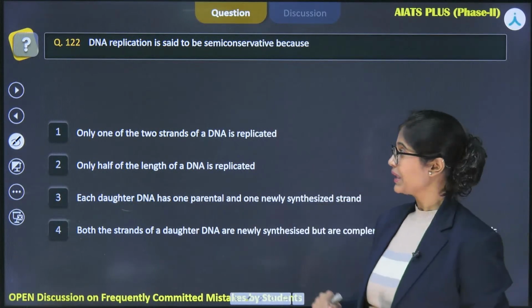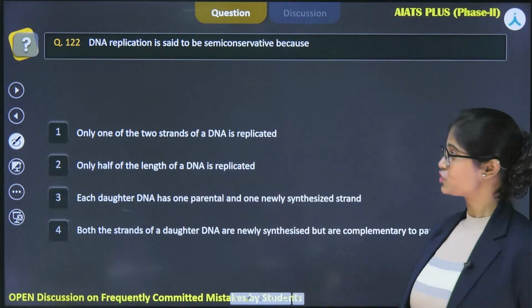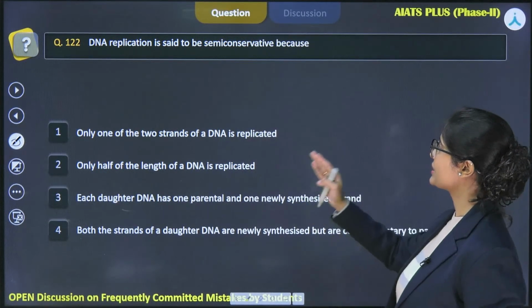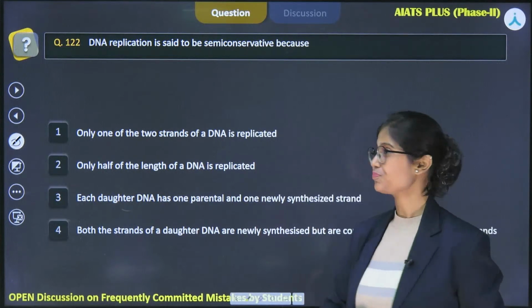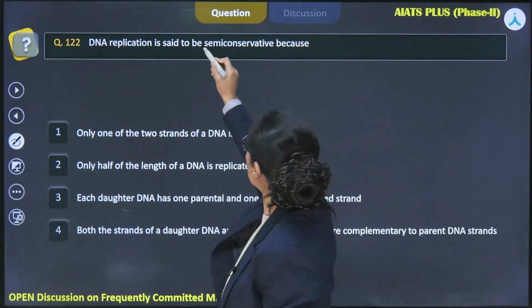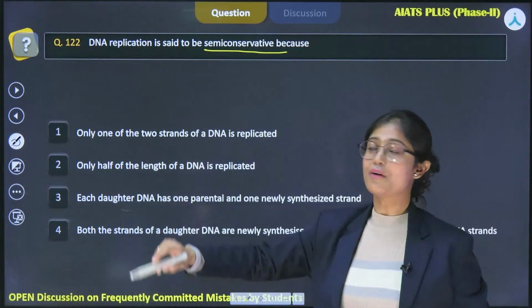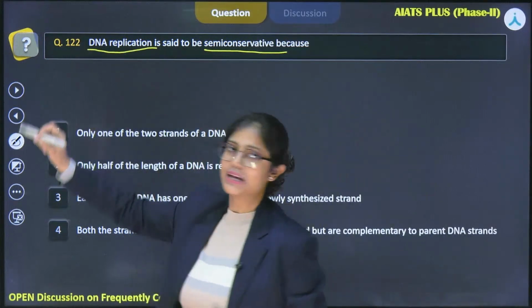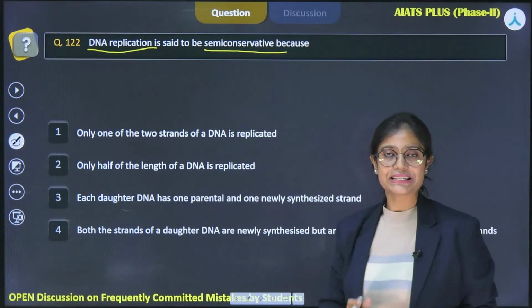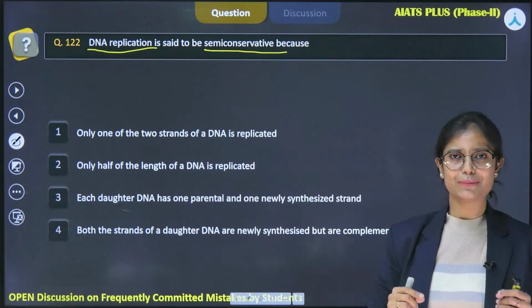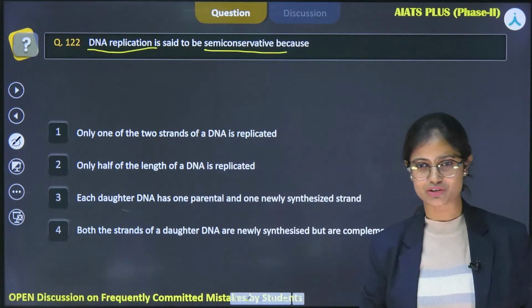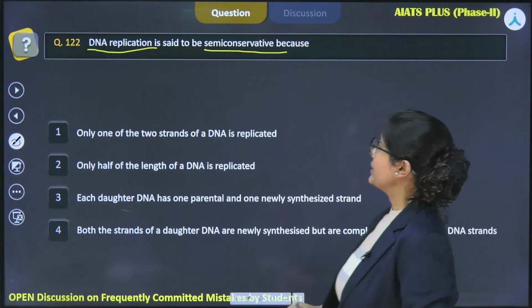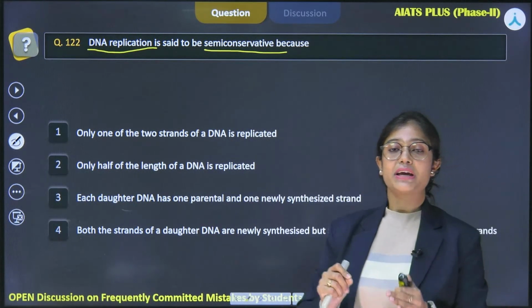Okay. Now let's get back to this question, which says DNA replication is said to be semi-conservative because. The question is about the semi-conservative nature of DNA replication. So what do you understand by DNA replication? It is basically making a duplicate copy of DNA. Okay, Anushka, you understood. Very good. Now, let's see the process of DNA replication.